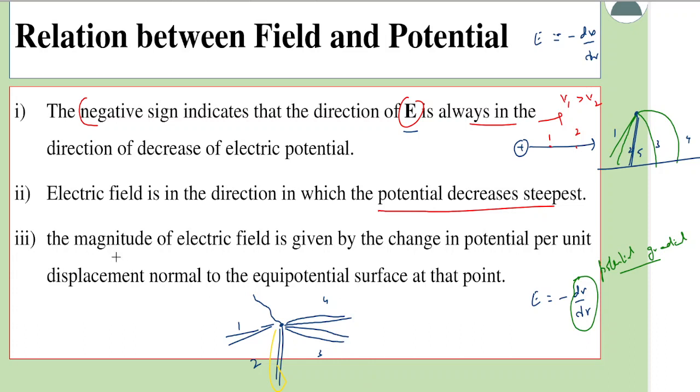The third point is that the magnitude of electric field is given by the change in potential per unit displacement normal to the surface. What it means here is E is equal to minus of dV by dr. If we look only at its magnitude, then E is equal to dV by dr. It says the magnitude of electric field is given by the change in potential per unit displacement normal to the equipotential surface at that point.